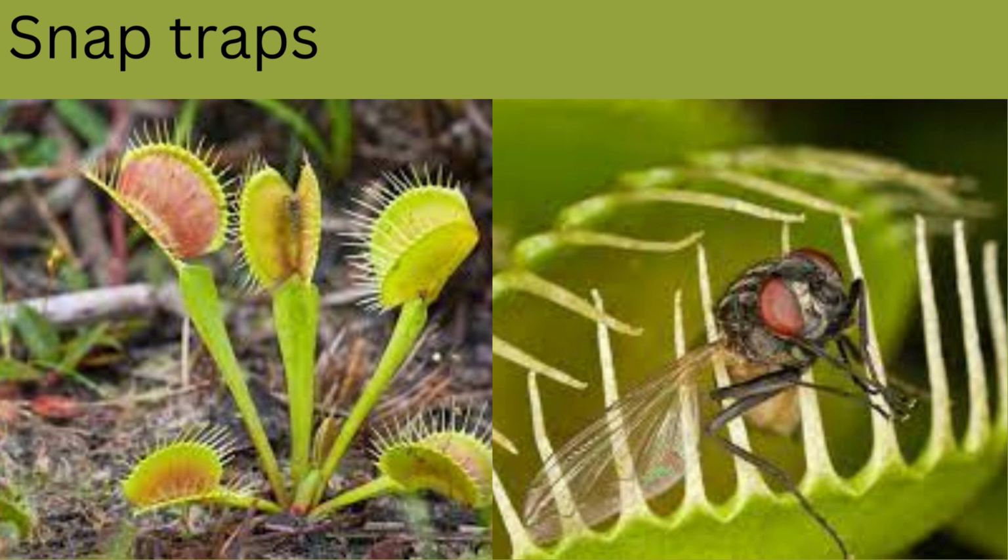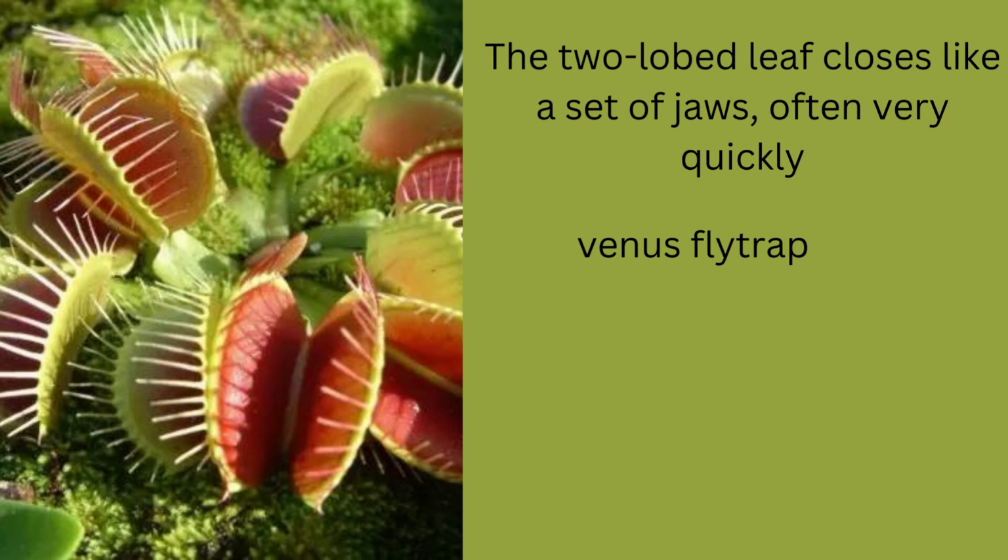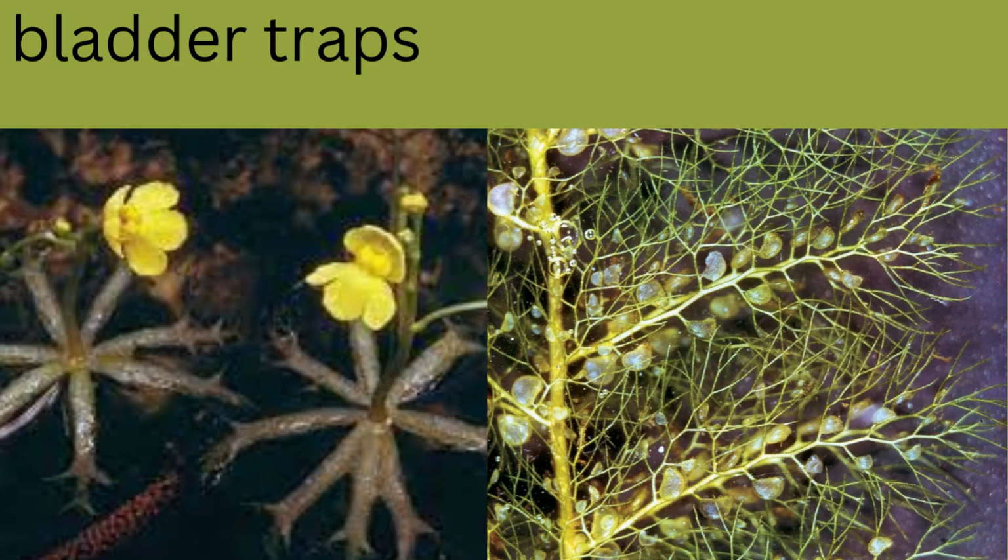Next type is snap trap. This is the kind of trap used by the most famous of all carnivorous plants, that is Venus flytrap, Dionaea muscipula. The two-lobed leaf closes like a set of jaws, often very quickly. Trigger hairs are located inside each trap, which lies open waiting for an insect to crawl in. The sweet scent of nectar produced by these plants also attracts the insects. Once triggered, the trap closes and digestive enzymes are released to break the insect down into nutrients. Once digestion is complete, the trap opens.